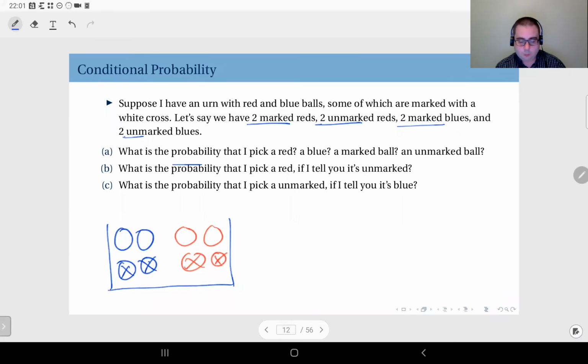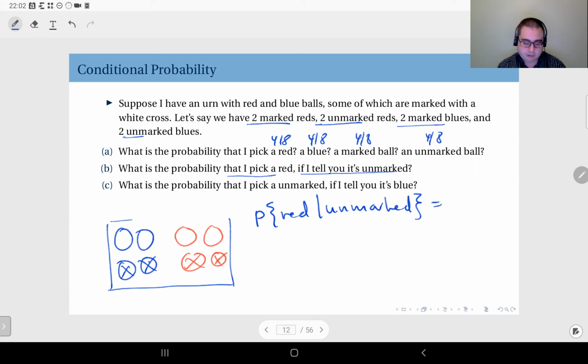Okay. Now, what is the probability that I pick a red? Again, 4/8, a blue, 4/8. These are still 4/8. What is the probability that I pick a red if I tell you it's unmarked? Probability red given unmarked. Red given unmarked is, this is the new sample space, so the probability is 2/4.